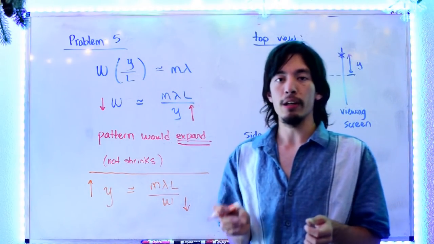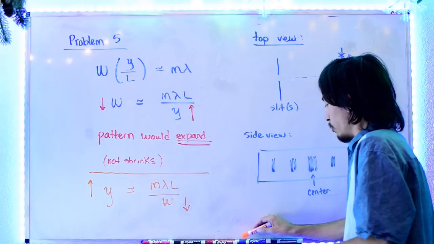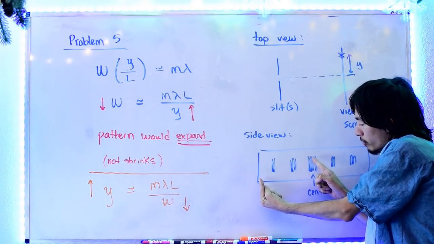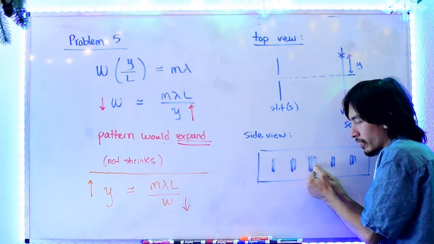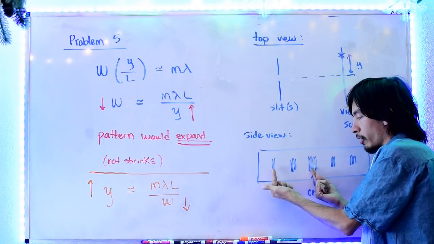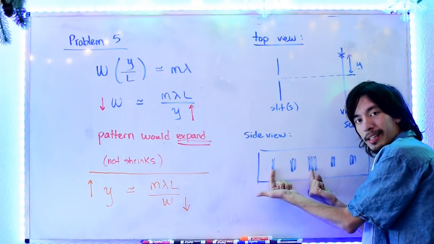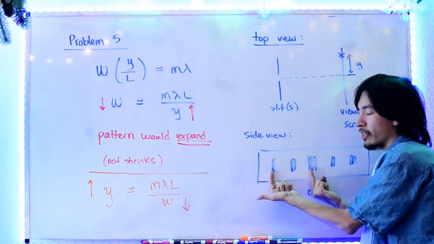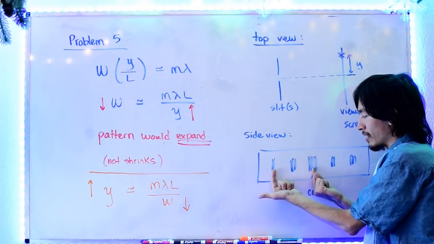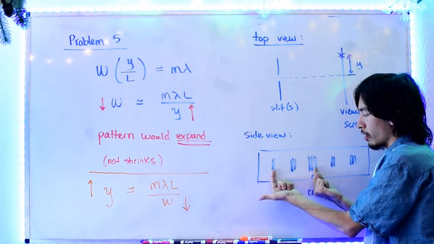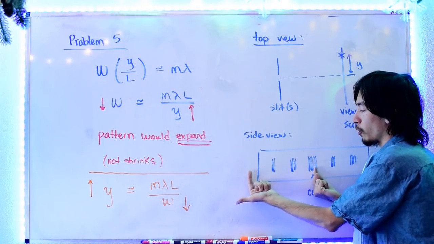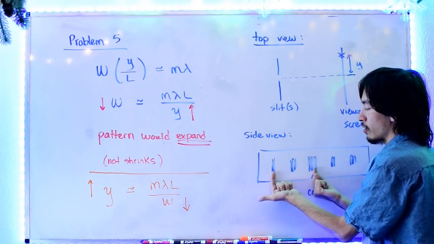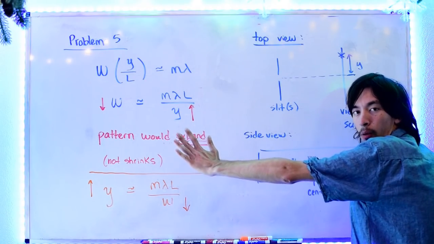So the y value increasing means you take this pattern for your viewing screen, and you make a measurement from the center again to, let's say, the second bright spot. Here, the distance between these two points is the distance y, for example. If my y value increases, according to that equation, this spot would have to move further away from the center. So the y value increases. Okay, so the pattern expands outwards. That's what we're saying.